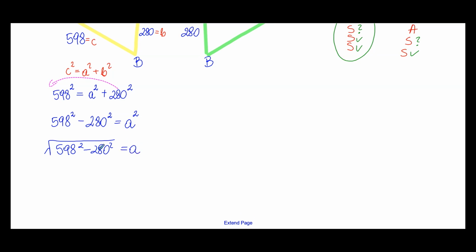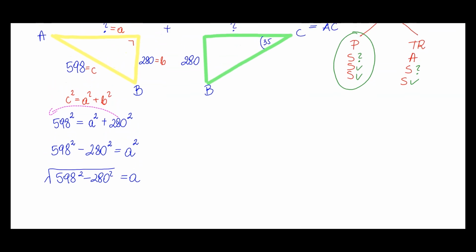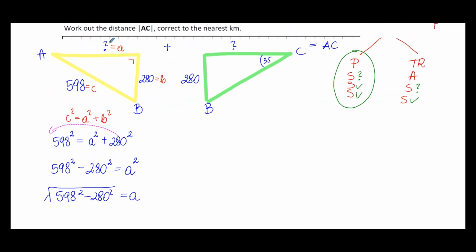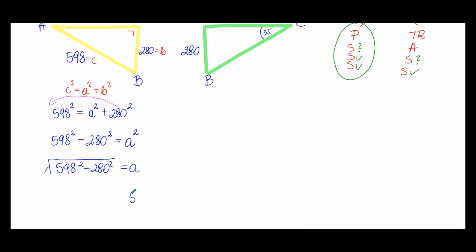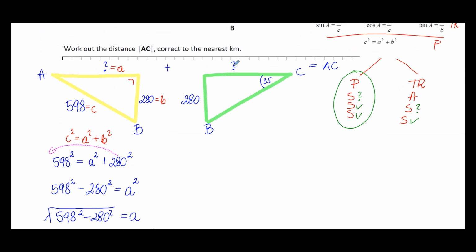And then we put all of that in our calculator and get the answer. Or we wait, because let's not forget that's part of our calculation. So if I take this value, the square root of 598 to the power of 2 minus 280 to the power of 2, plus, now let's figure out how we find the value of this part here.